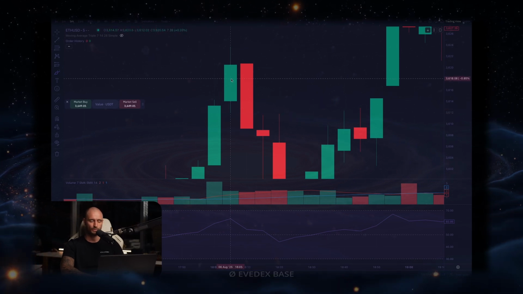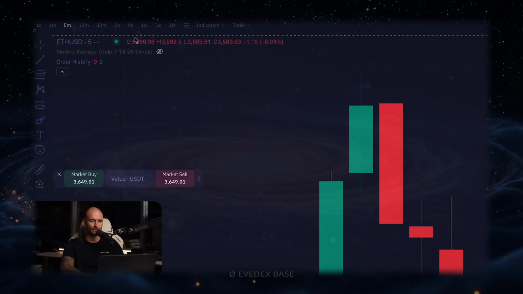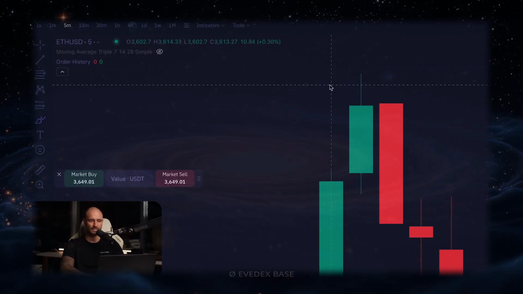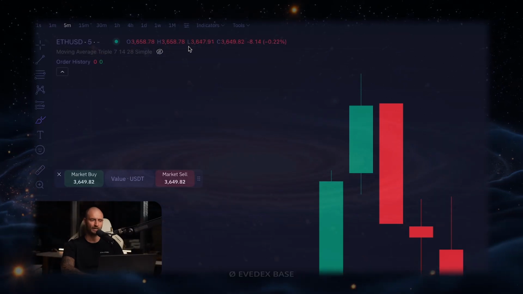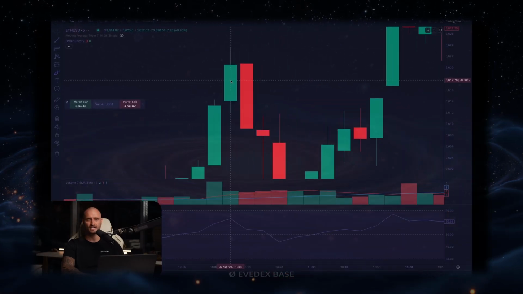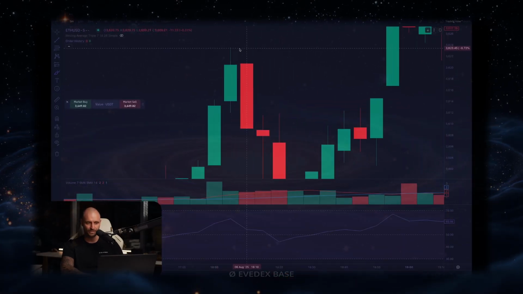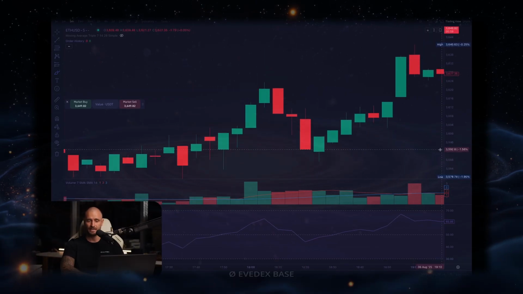And when you put your cursor on the candle, right up here, you will see all the details. You will have the O, which stands for open, H for high, L for low, and C for close. So all the precise price points, you don't need to measure it like this. And this is how the candles really form.